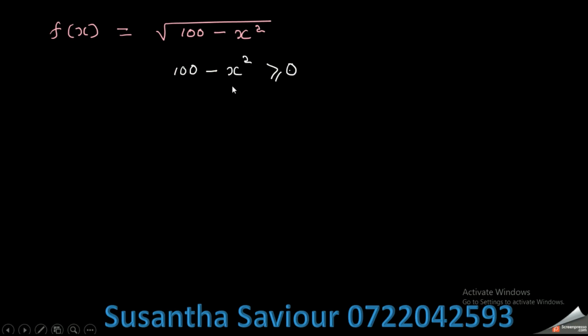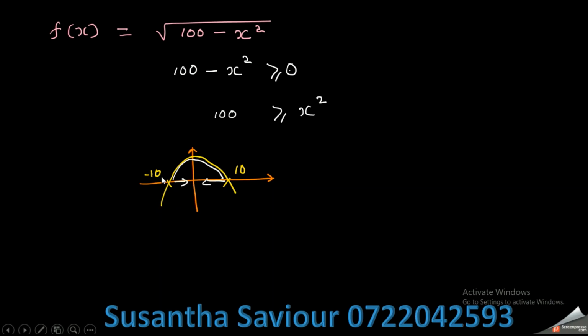So 100 minus x squared should be greater than or equal to 0, and when x squared is taken to this side, 100 is greater than or equal to x squared. Then we can draw the graph of y equals 100 minus x squared in order to get the values of x which satisfy this inequality. So when you draw the graph, it looks like this.